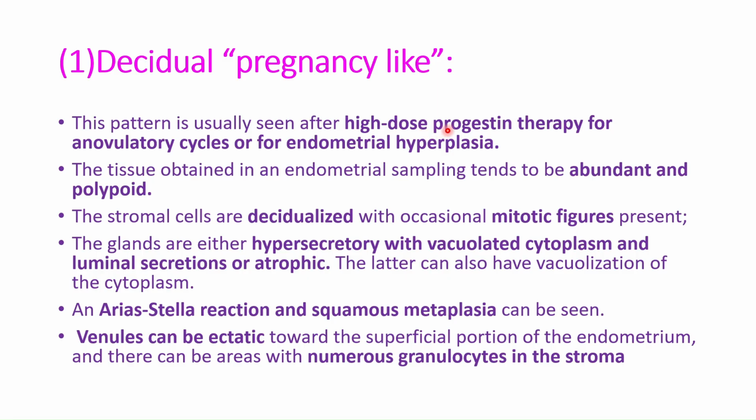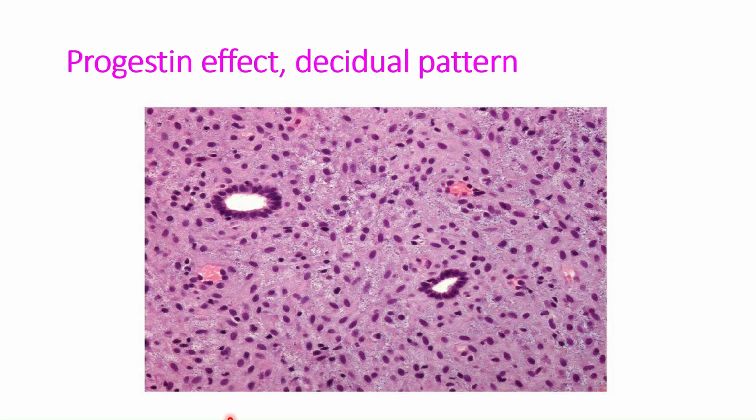Now, first effect, decidual or pregnancy-like effect. It is due to high-dose progesterone therapy for anovulatory cycles or for endometrial hyperplasia. The sample here is abundant and polypoid in nature. The stromal cells, as we have discussed, are decidualized with mitotic figures occasionally present, hypersecretory with vacuolated cytoplasm and luminal secretion, or sometimes atrophic glands, and Arias-Stella reaction and squamous metaplasia can be seen. Venules can be ectatic, with numerous granulocytes in the stroma.